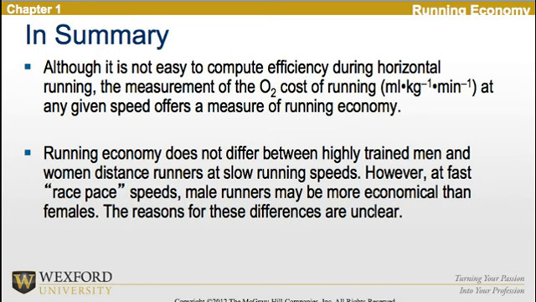So in summary, although it is not easy to compute efficiency during horizontal running, the measurement of the O2 cost of running at any given speed offers a measurement of running economy. Running economy does not differ again between highly trained men and women distance runners at slow running speeds. However, at a faster pace or race pace speed, male runners may be more economical than female runners. The reasons for these differences at this point are unclear.